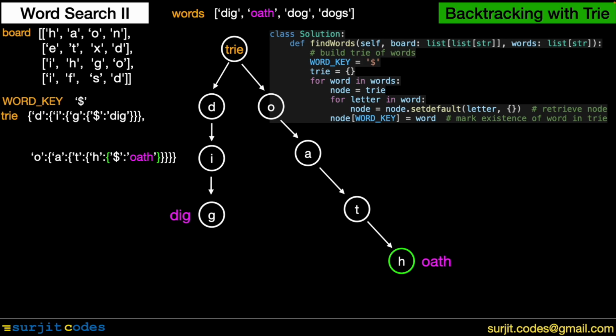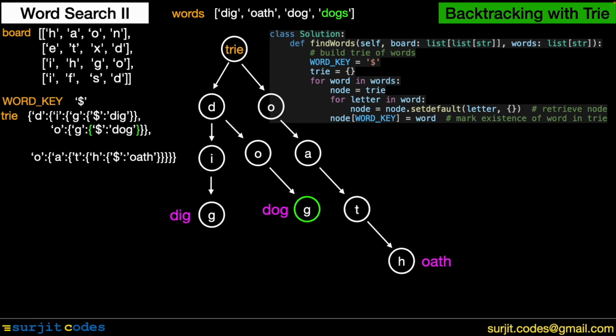The trie now has two keys, D and O. The next word is dog. D is already present in the trie, so we don't create it but retrieve the existing D, and its value becomes the node. The next letter is O, for which we make another entry in the node for letter O, and its value, that is an empty dictionary, becomes the new node. Similarly, we create a node for G, in which we save dog against dollar.